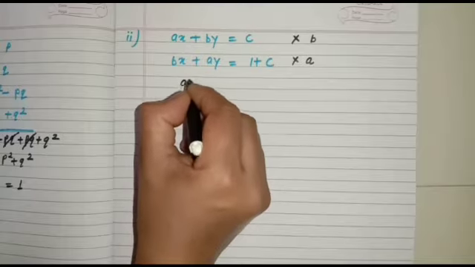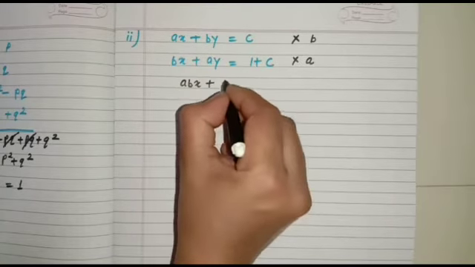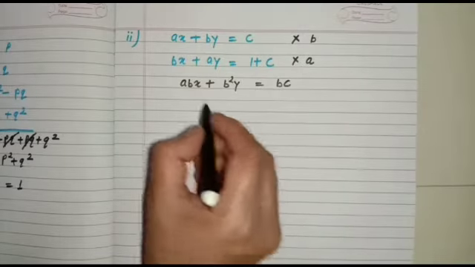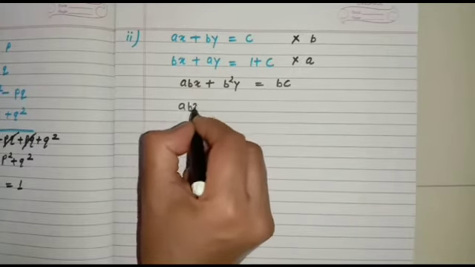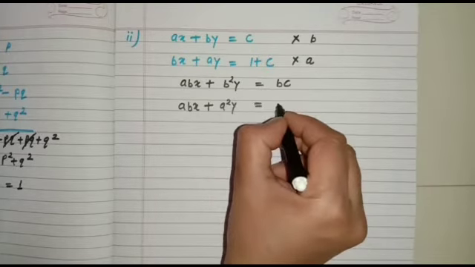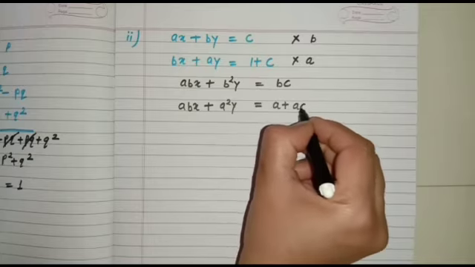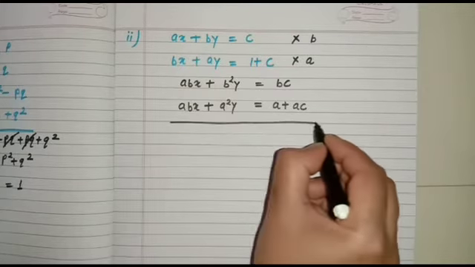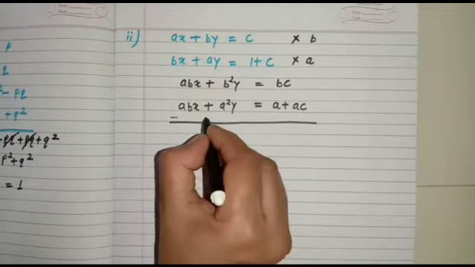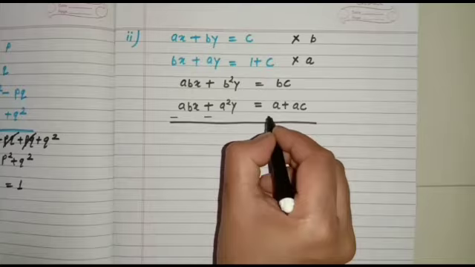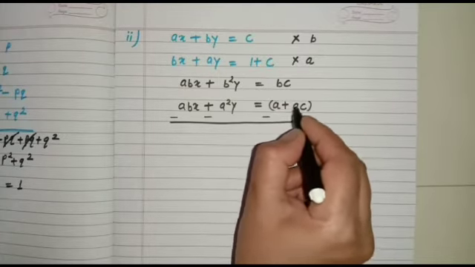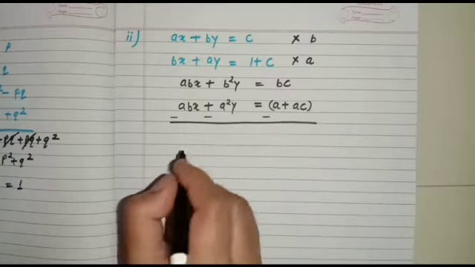So we will get abx plus b square y equal bc. Second equation: abx plus a square y equal a plus ac. Since both are with same sign, we will subtract. When we subtract, the sign will change. Use a bracket here because there are two terms, so we will use a bracket here.